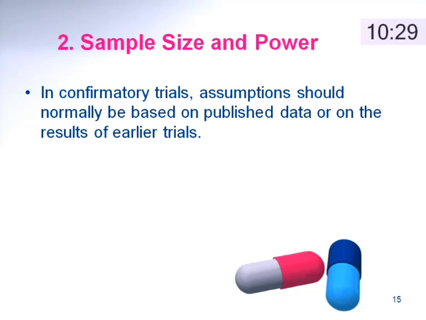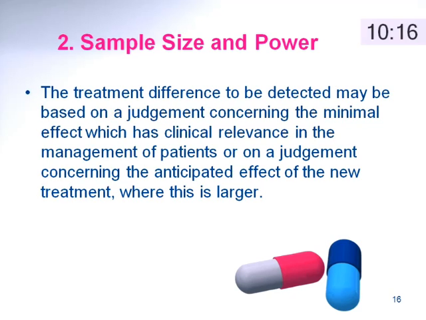In a confirmatory trial, assumptions such as sigma squared and effect size should normally be based on published data or on the results of earlier trials. And the treatment difference to be detected, which means delta, may be based on a judgment concerning the minimal effect which has clinical relevance in the management of patients, or on a judgment concerning the anticipated effect of the new treatment, where this is larger.